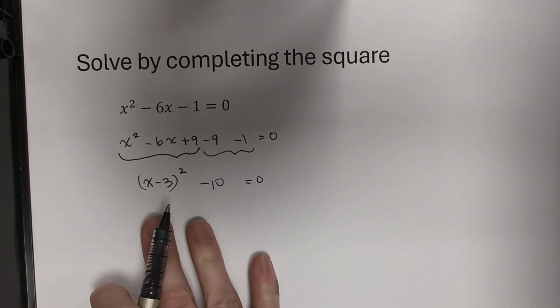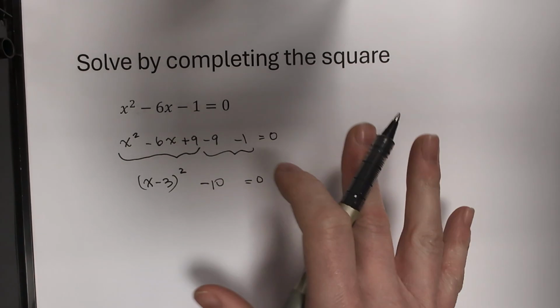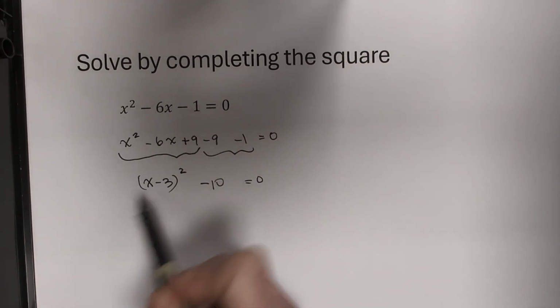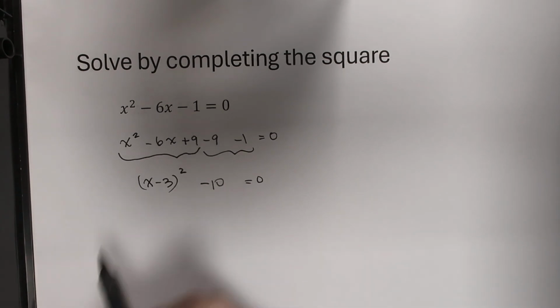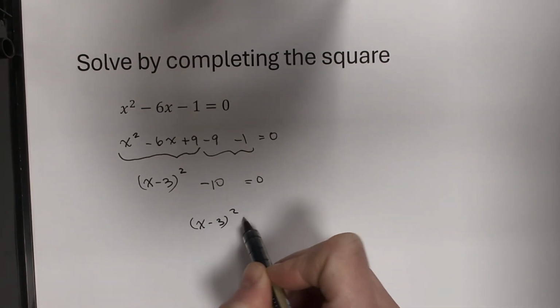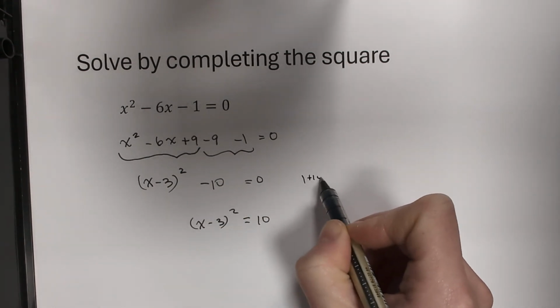So you now have this in vertex form. If you were to graph this, the vertex would be at (3, -10), not stretched, not reflected or anything. But what's nice is you have just one x, and you can follow the order of operations to solve for x. So I'm going to add 10 to both sides. I'm going to take the square root of both sides. Here are my steps.